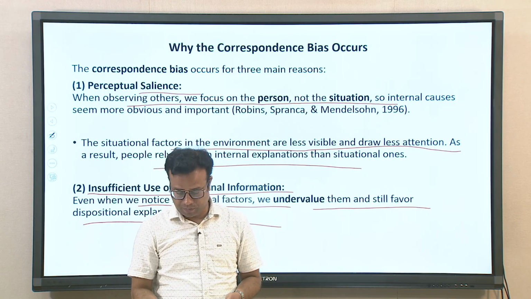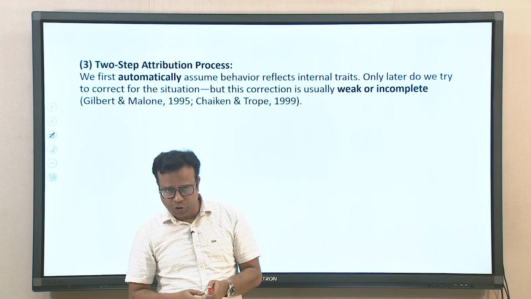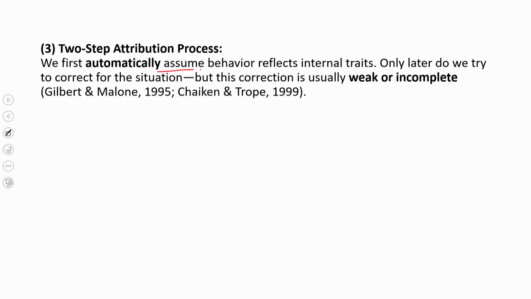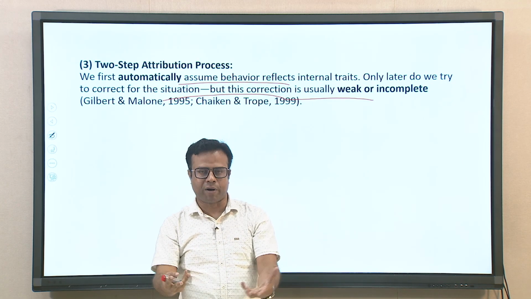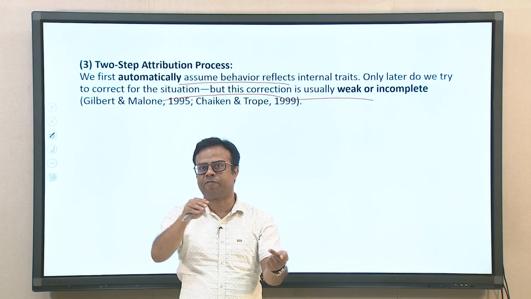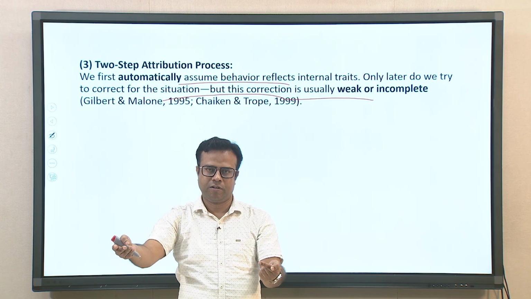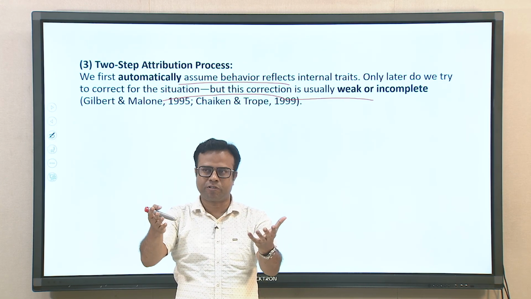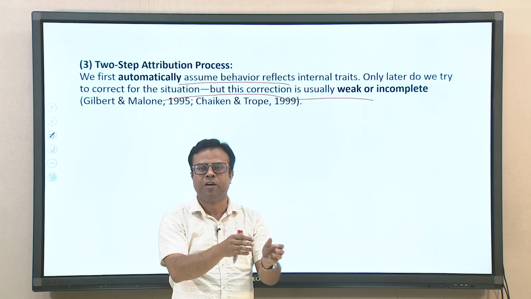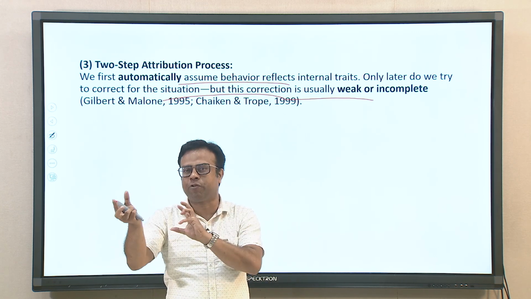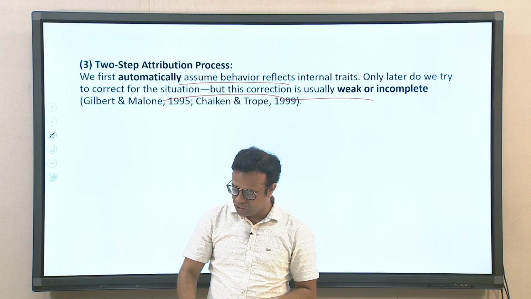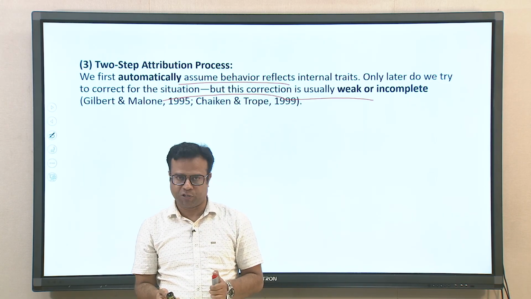So, the third reason is the two-step attribution process. We automatically assume the behavior is the reflection of the person, personal characteristics. Later, we try to correct the situation, but then it is usually weak or incomplete. Because the first assumption itself is causing biases, that the person's behaviors are a reflection of their personal characteristics. So, that is the dominant assumption. Then we try to fit and see the situation, even if we see situational reason, it is still weak. So, these are the reasons why this fundamental attribution error happens.